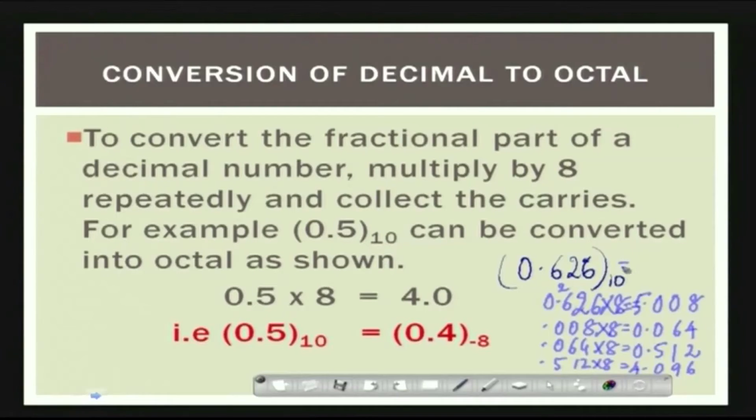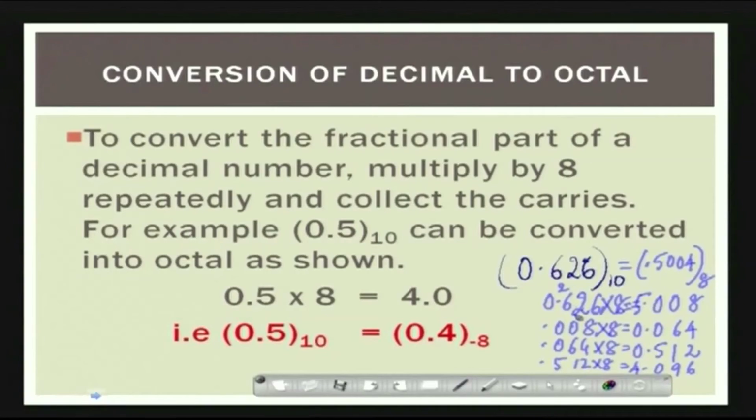So, now I can write this answer; I can stop with this. I can go on like that, but it is not necessary. We can write the answer, starting from here, as 5004, and this will be the octal conversion of 0.626, which is a decimal number. See what I have done: I have taken 0.626, multiplied by 8 and got 5.008, carry 5.